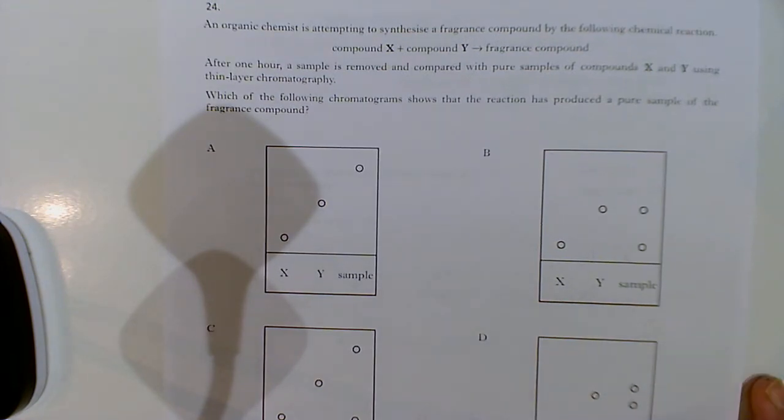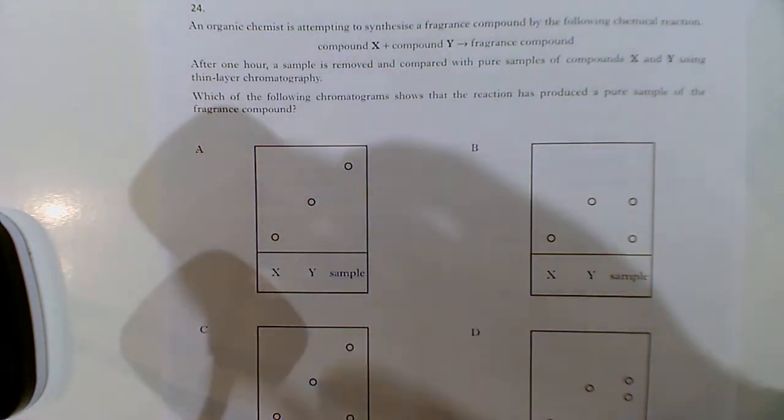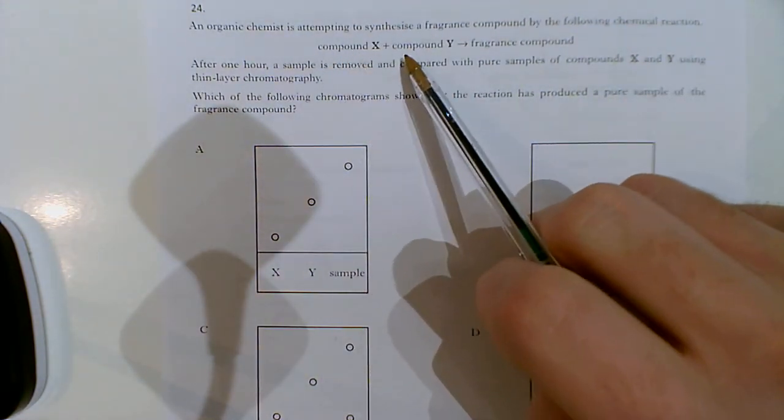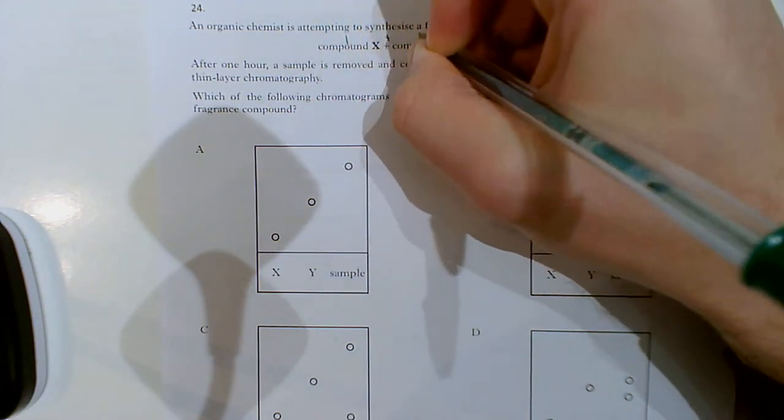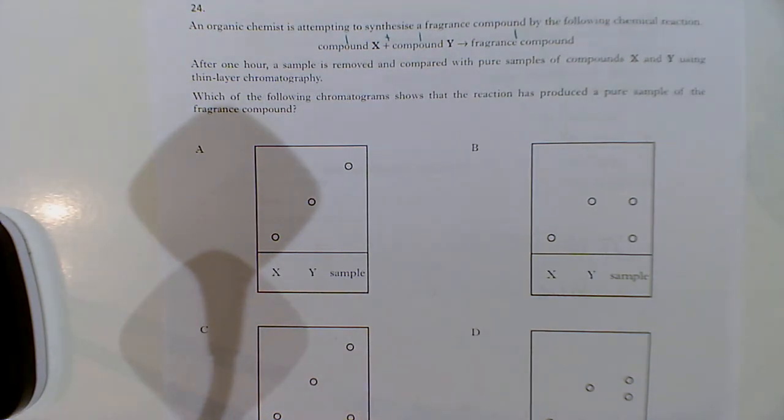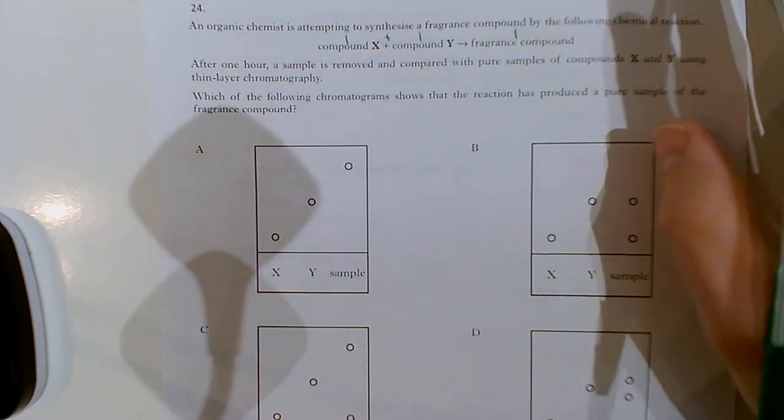Right, next one is a chromatography question. We've got compound X plus compound Y gives us a fragrance compound. So that's 1 plus 1 gives us 1. So that's sort of our ratio. After 1 hour, sample is removed and compared with pure samples of X and Y. Which of the following chromatograms shows that the reaction has produced a pure sample of fragrance compound? So if the product is pure, pure would mean only one spot.